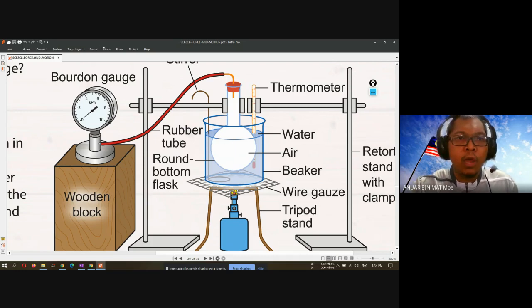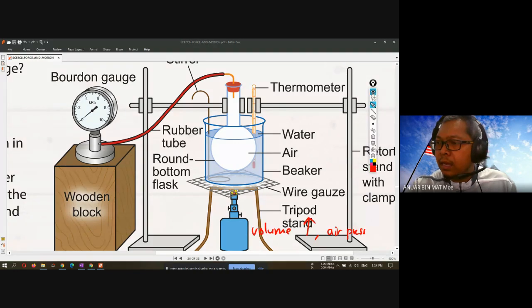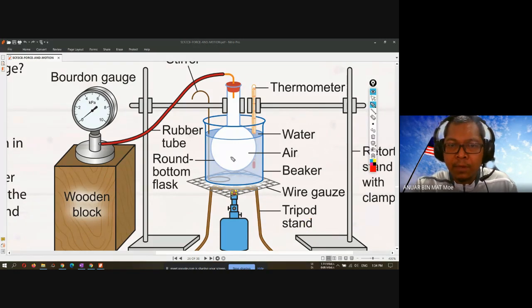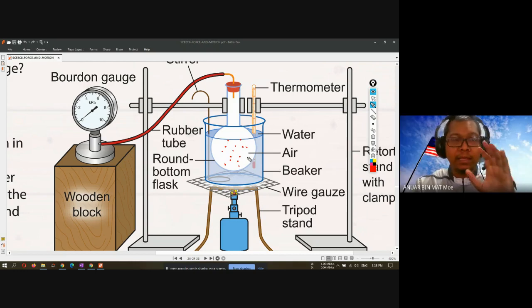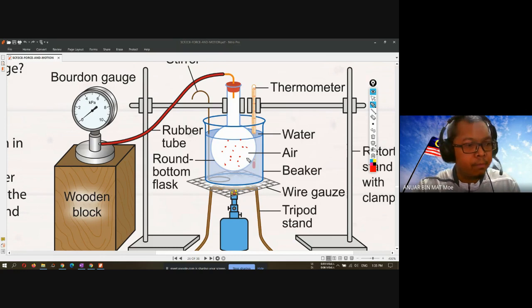What happens to the particles when we try to heat it up? Before we heat it up, the particles are moving or not moving? Still moving, right? Still moving fast and freely. But after I heat the air particles, will they move faster or the same? More faster. Yes, you must remember.